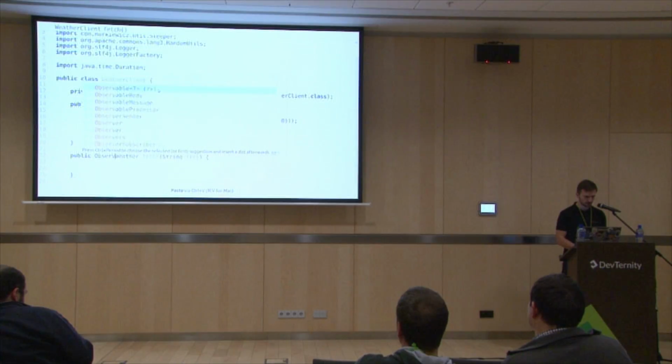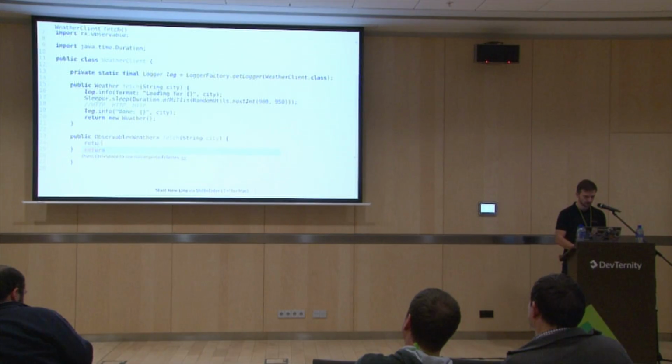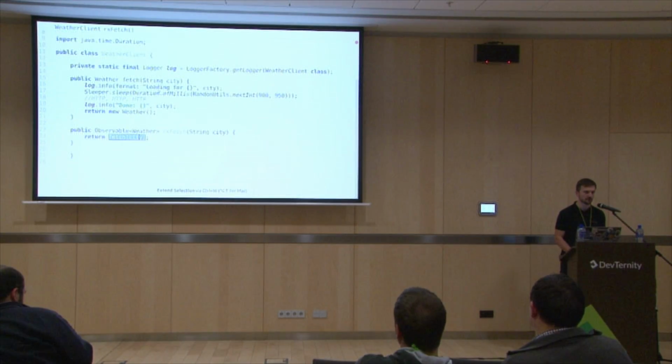Well, the only thing I'm going to do is wrap a return value with an observable. And obviously, I have to change the name of the method. Obviously, it no longer compiles if I just say return fetch city, right? Because this one returns weather, and I want to return observable of weather. So I have to do something with it.